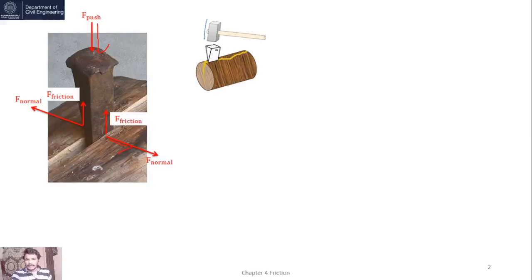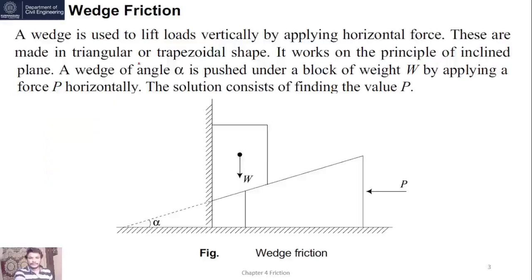Similarly, here a wedge piece has been hammered into the wooden surface. These are some classical examples of wedge friction. The formal definition of wedge friction is: a wedge is used to lift loads by applying a horizontal force. These are made in triangular or trapezoidal shape. It works on the principle of an inclined plane. A wedge of angle alpha is pushed under a block of weight W by applying force P horizontally.